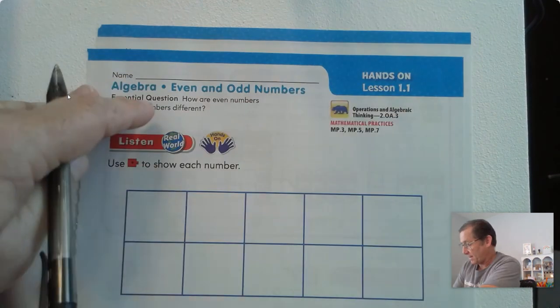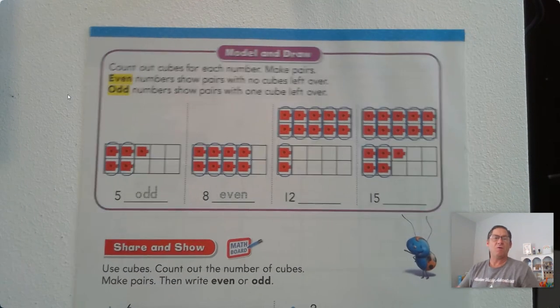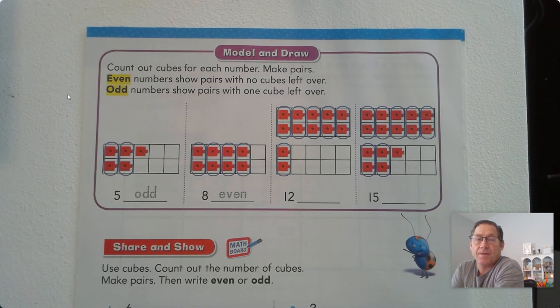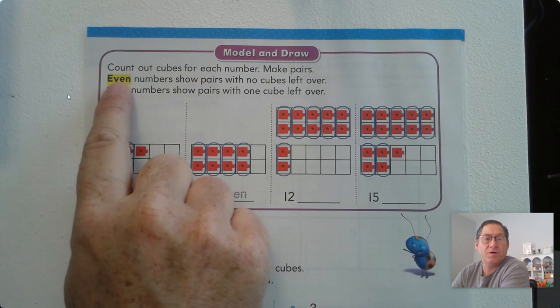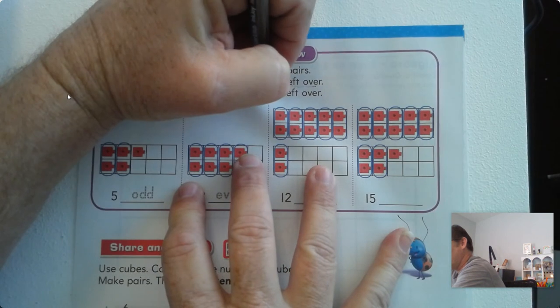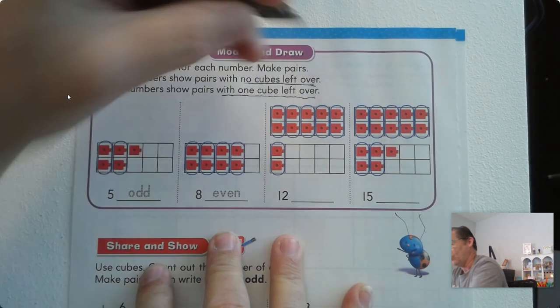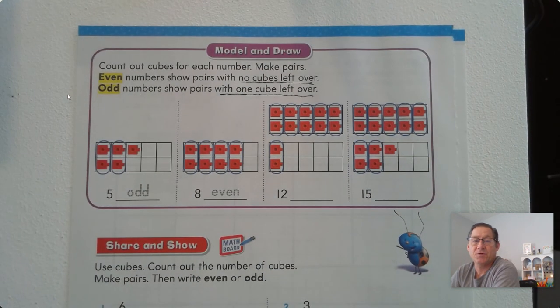All right. Let's move on to page 14. All right. So I want you to count out cubes for each number. And I want you to make pairs. Even numbers, okay, so this is important. Even numbers show pairs with no cubes left over, like 8 and 10. An odd number shows pairs with 1 cube left over. Okay, so odd numbers have 1 cube left over, even have no cubes left over.